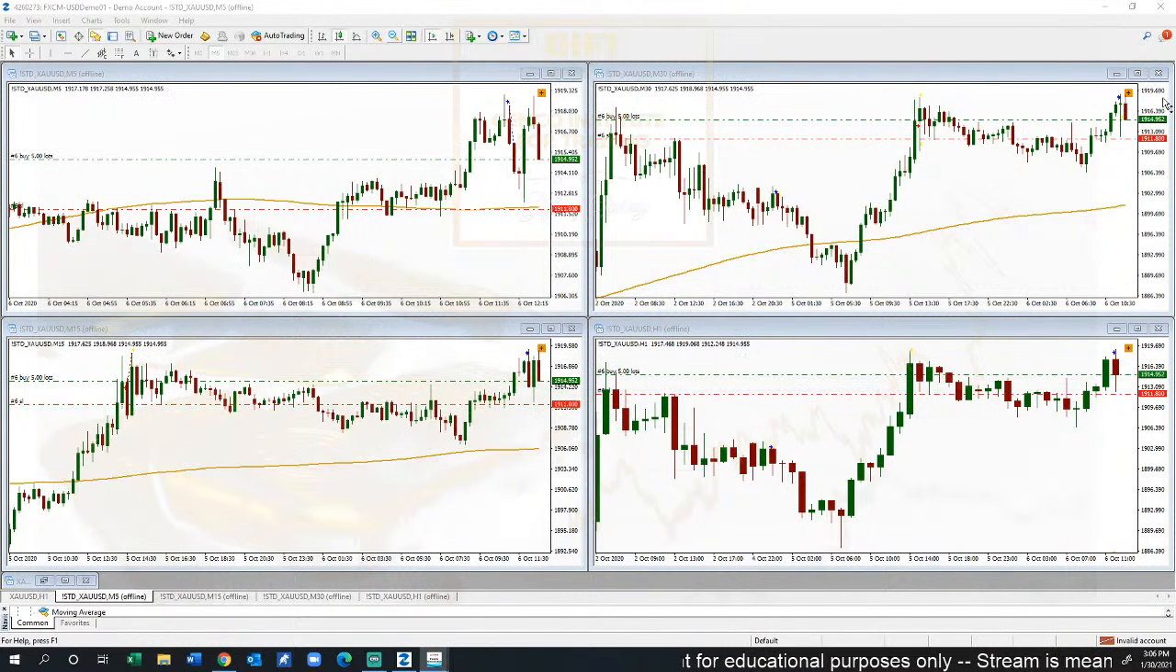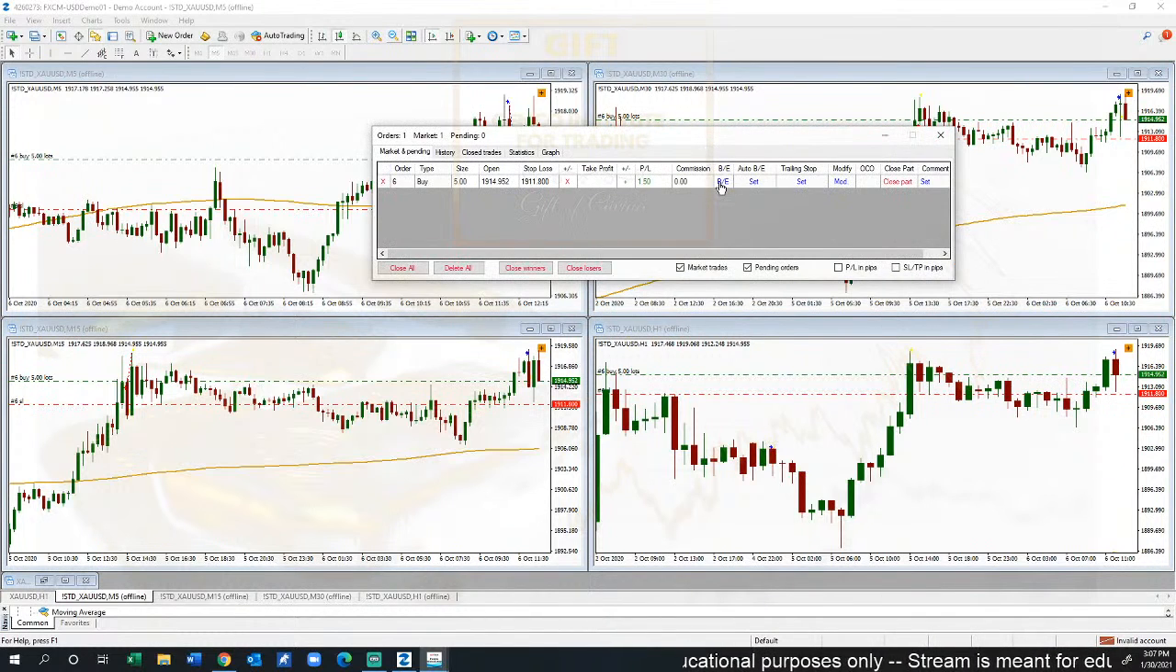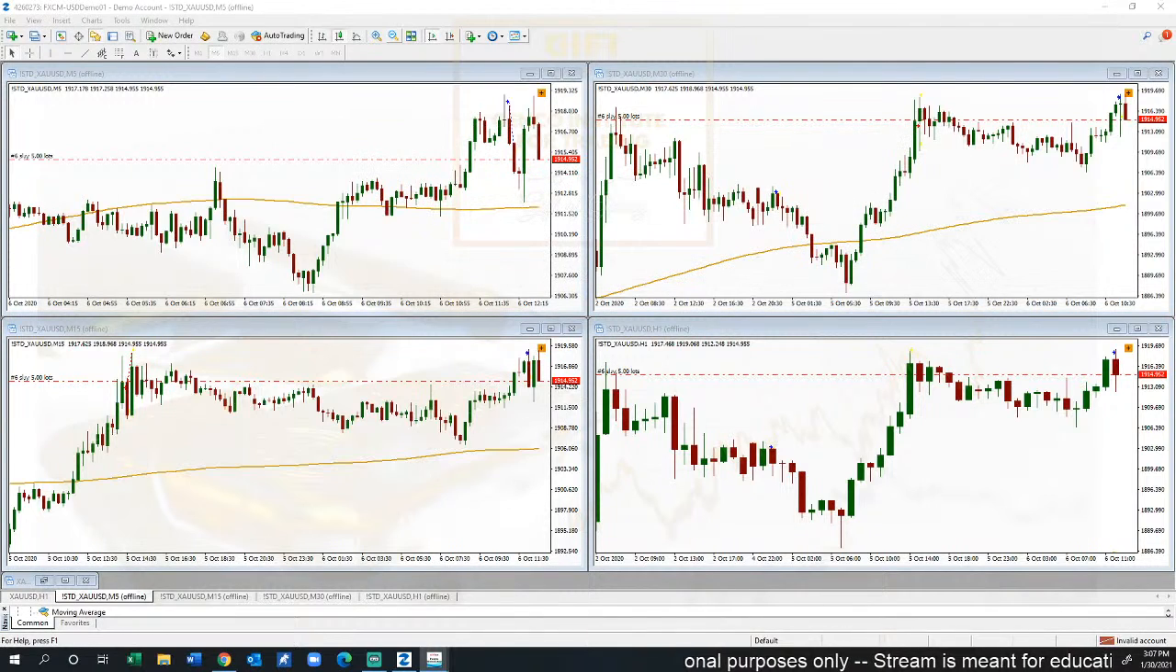So it hit break even. I didn't put break even there, but you could go like break even here. So I'm just going to click that, and it's almost there. It'll probably be there in a second. There we go.